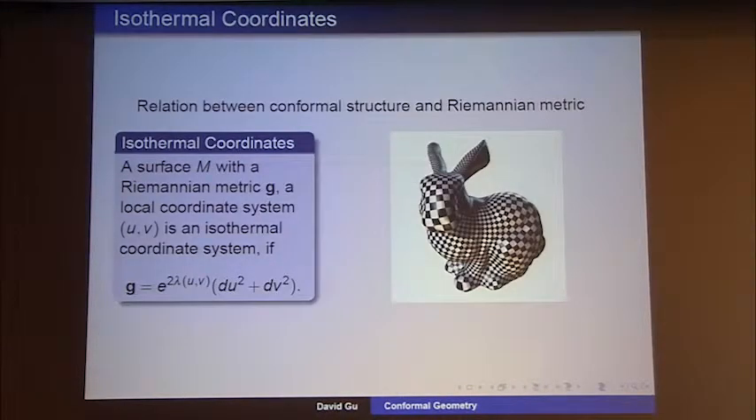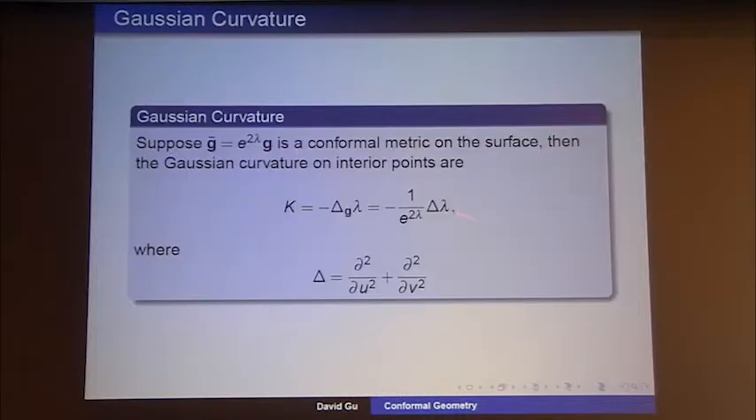This is related to something called the Yamabe problem. Suppose we have a surface with a Riemannian metric. Locally, we can build isothermal coordinates. The Riemannian metric equals e^{2λ(u,v)}(du² + dv²). Under this metric, we can calculate the Gaussian curvature. The Gaussian curvature has a very simple form, which is the Laplacian of the conformal factor.